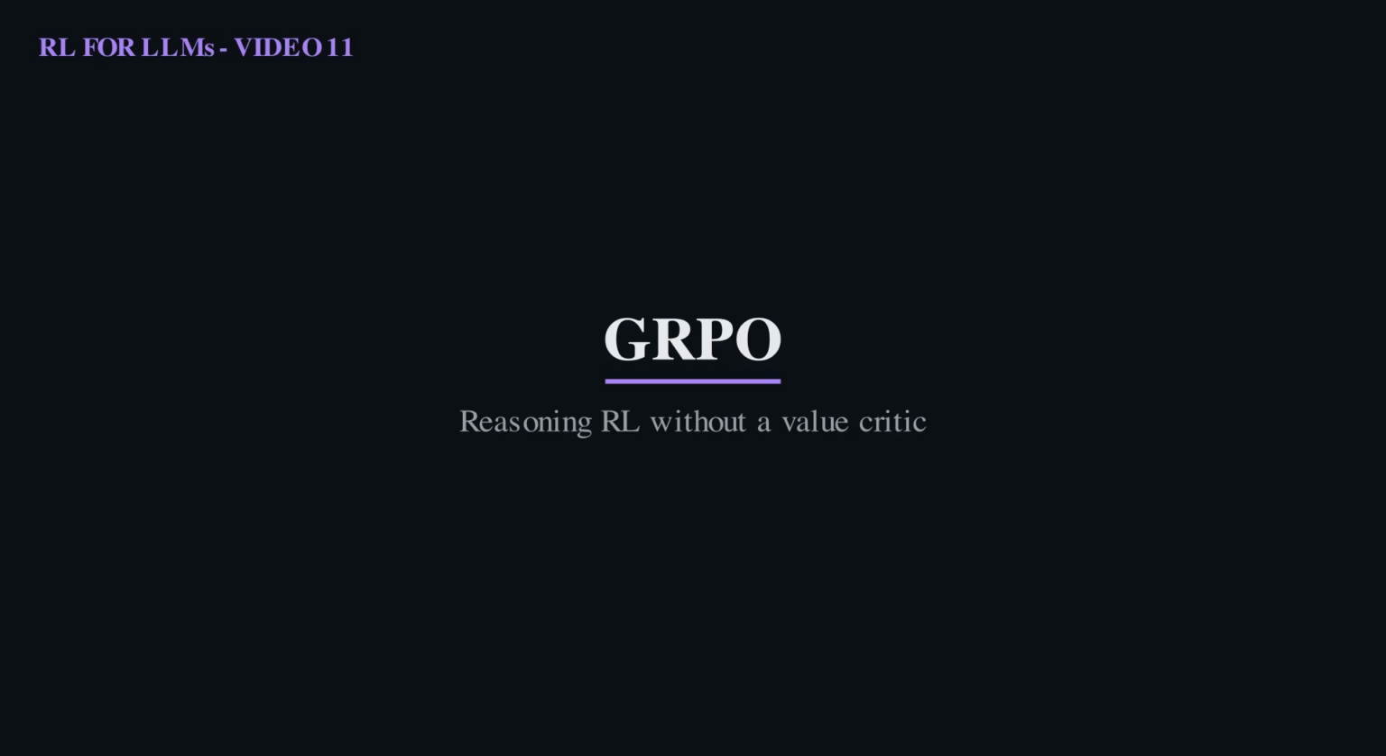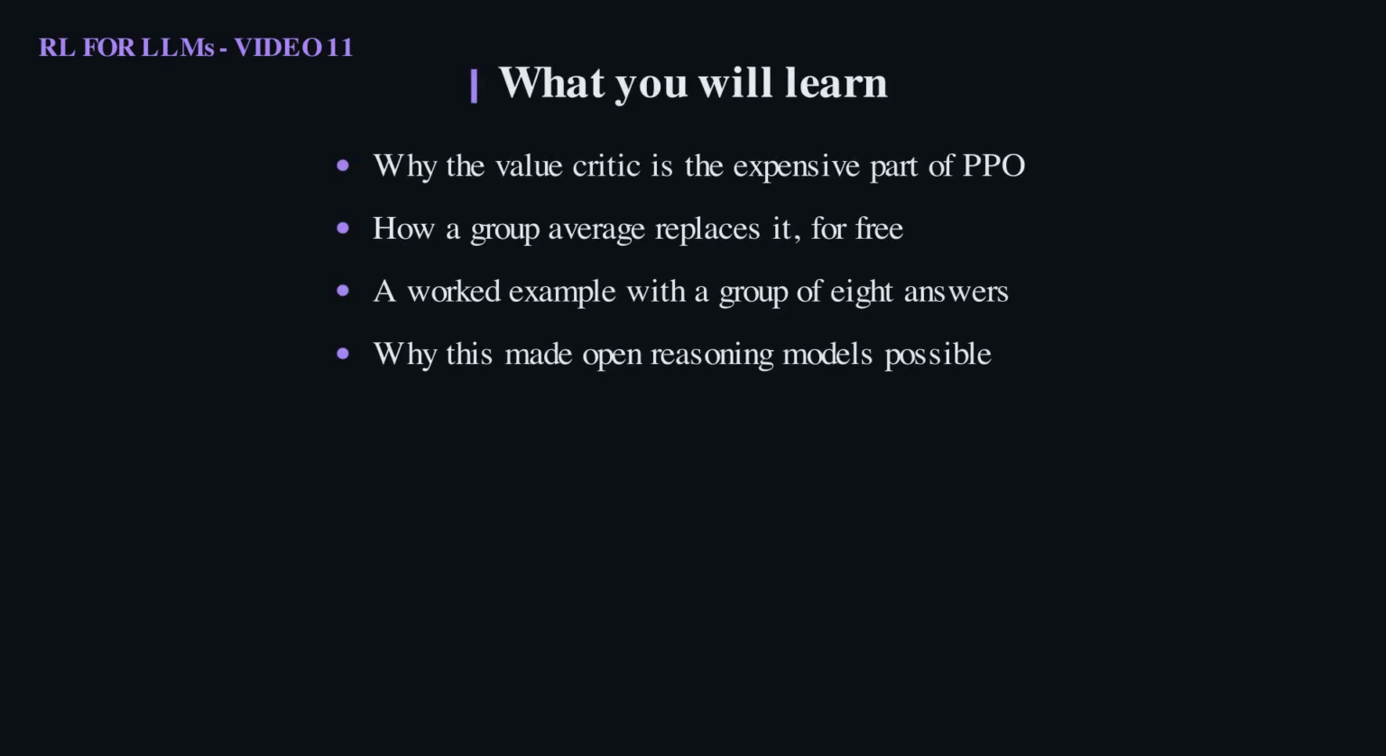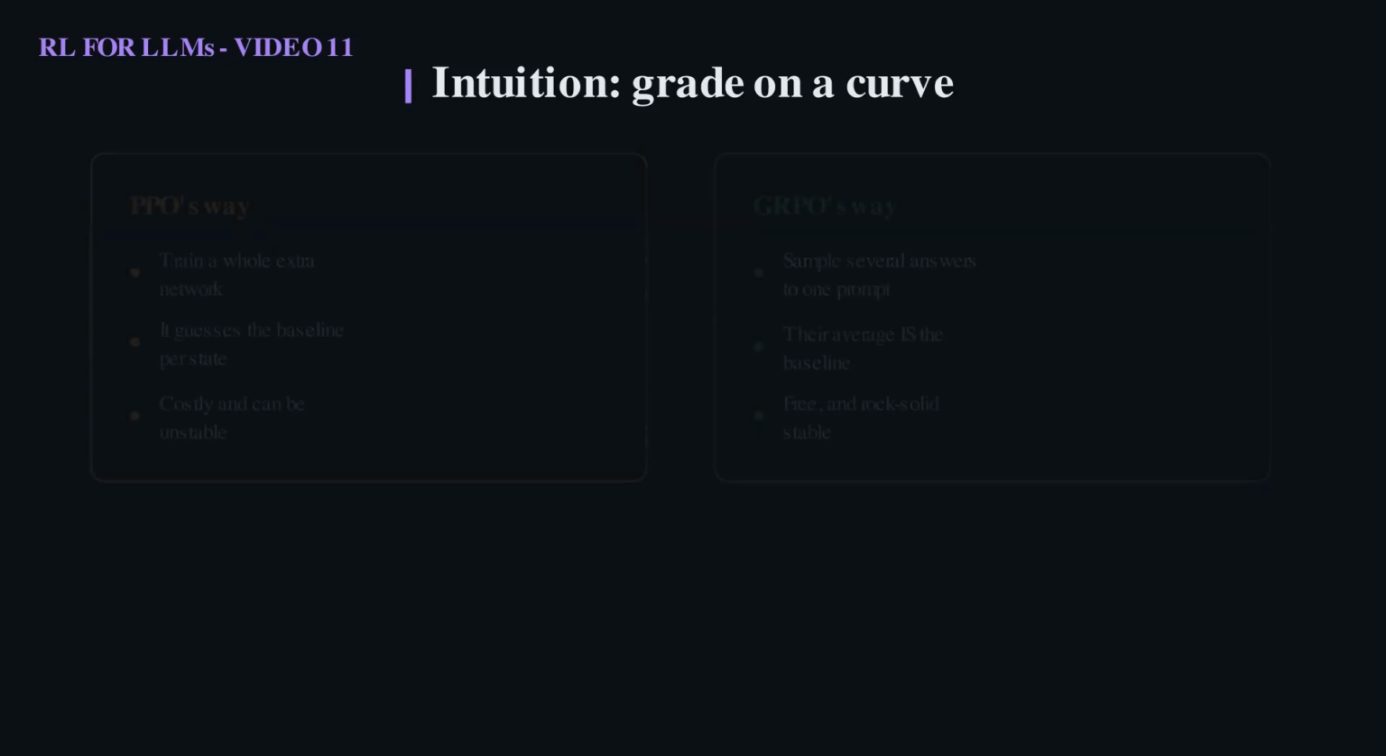By the end of this video, you will be able to compute a GRPO update by hand, and you will understand why removing the critic is what finally made open reasoning models affordable to train. Here is the plan. Why the value critic is PPO's expensive part, how a simple group average replaces it for free, a worked example with a group of 8 answers, and why this one change made open reasoning models possible at all. The intuition is to grade on a curve.